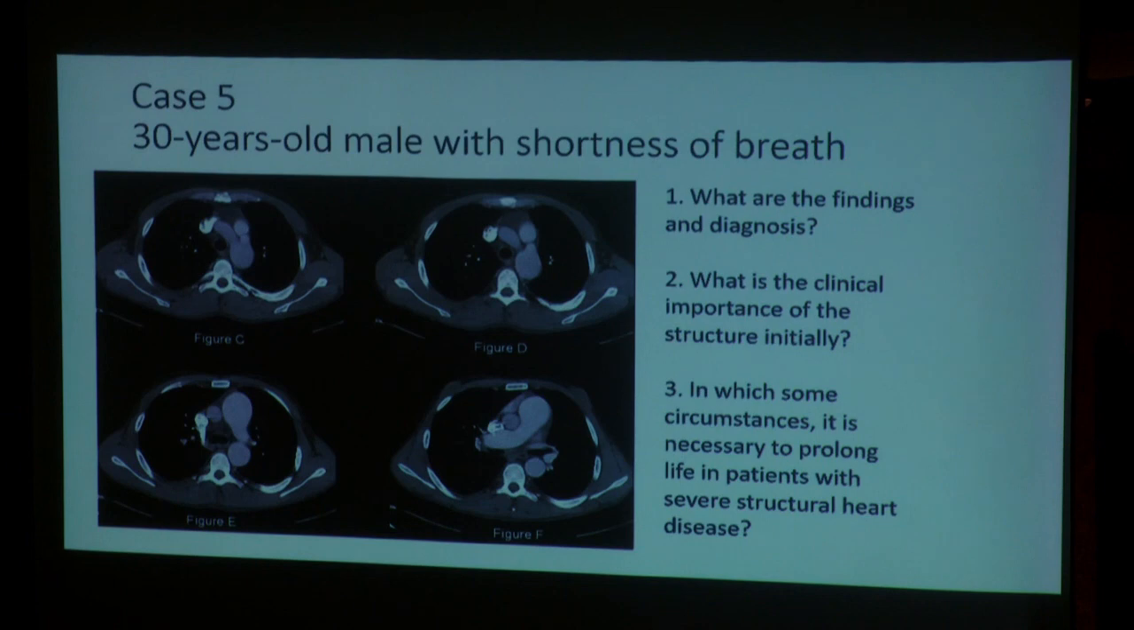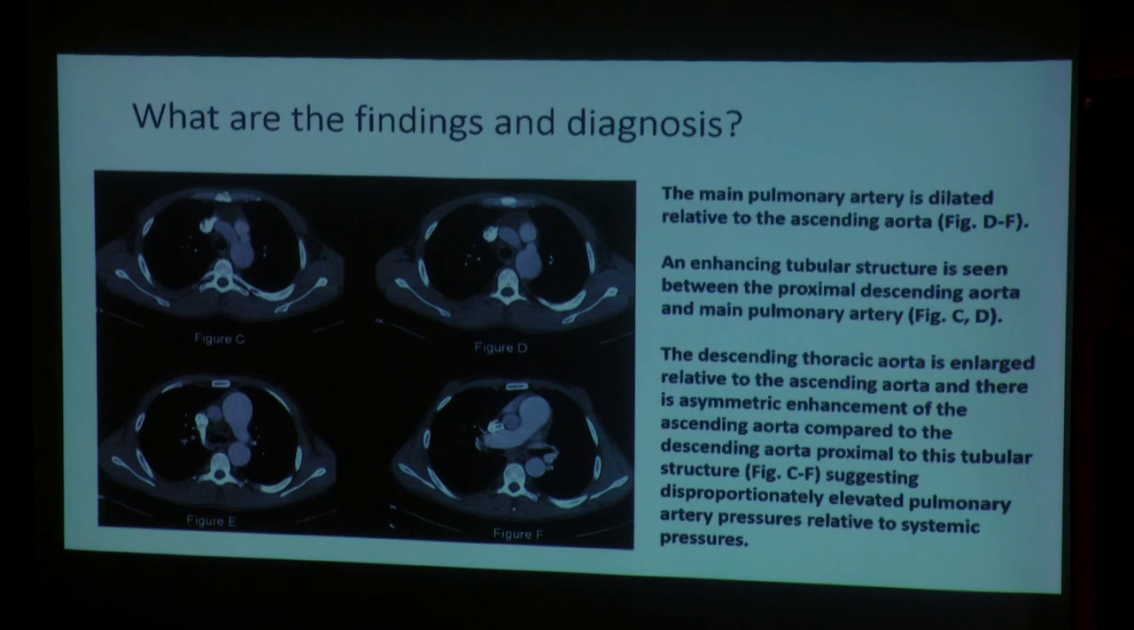This is a 30-year-old male with shortness of breath. What are the findings and the diagnosis? What is the clinical importance of the structure initially? In which circumstances is that structure essential for prolonging the life of patients? What are the findings? It's quite obvious. It's a very large patent ductus arteriosus.